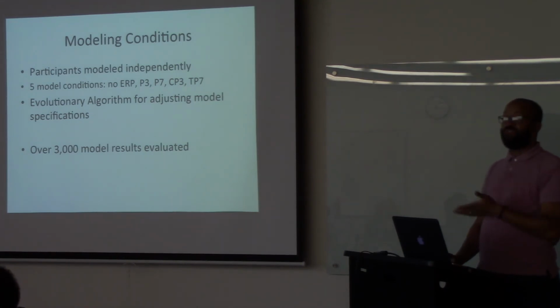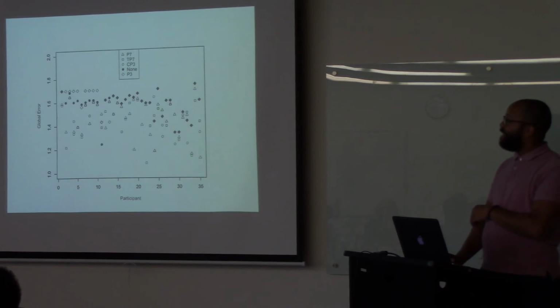We also tried one version where there's no ERP input. And so you adjust all these model specifications, again, using the evolutionary algorithm. It ends up being a lot of versions of the model. It's over 3,000 instantiations of the model that get checked, at least to see how well they fit. The data is kind of tricky to look at.